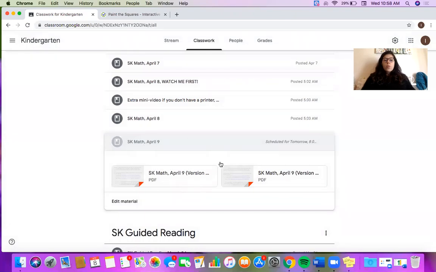So remember, just pick one of these lessons, either the one for printer or the one for no printer today.